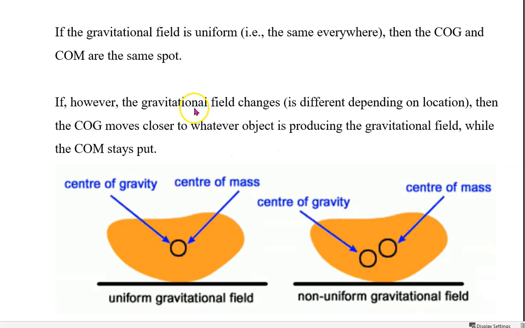If the gravitational field is uniform, meaning it's the same everywhere across the object, then the center of gravity and the center of mass are in the same spot. If, however, the gravitational field changes, is different depending on location of the object, then the center of gravity moves closer to whatever object is producing that gravitational field. The center of mass, on the other hand, stays put. It's the average location of all the atoms and molecules. The center of gravity shifts towards whatever is producing that gravitational field.